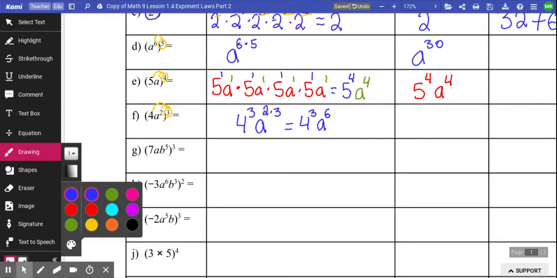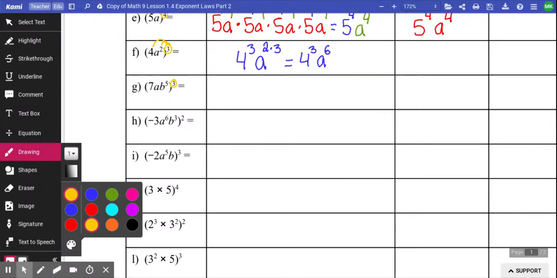G is the same kind of deal, except now there are 3 things. There's a number, and then there's an a, and there's a b. I'm going to do it the quick way. The quick way is you take the exponent and you multiply it to the other exponents. I take this 3, I multiply it to the other exponents, including the invisible ones. So that would become 7 to the power of 3, times a to the power of 3, times b to the power of 15, because I multiplied the 3 and the 5 together.